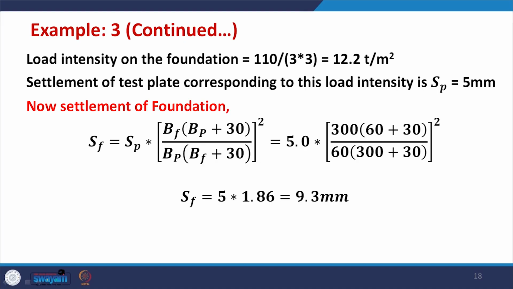Now, you need to find the settlement of the foundation, which is given by this relation, and you just need to put numbers in this relation. In this case, Bf, the footing width, is 3 meter, that means 300 centimeter, and Bp is 60 centimeter, and once you put all the numbers, this ratio comes. While using this relation, you need to understand that this square is there; most of the time this square is missed out, and then you get the wrong answer. So, you get 9.3 mm as the settlement of the footing, found using this relation.